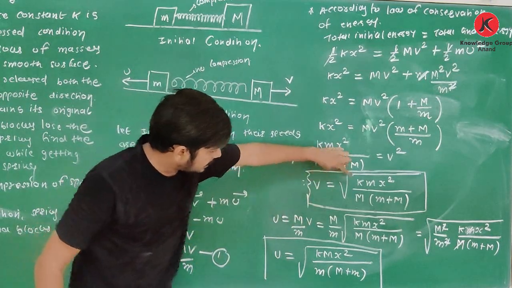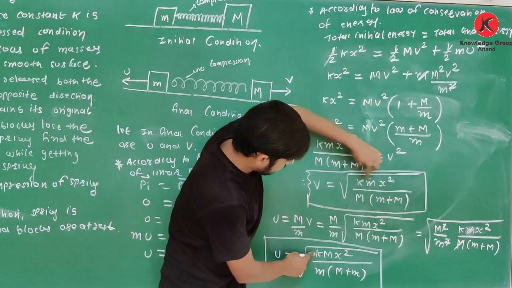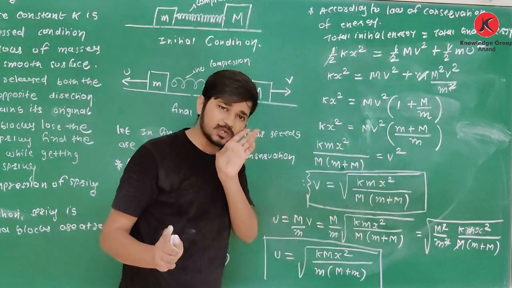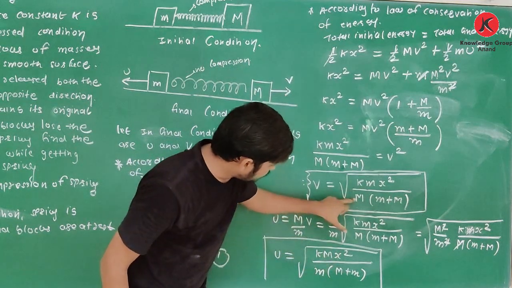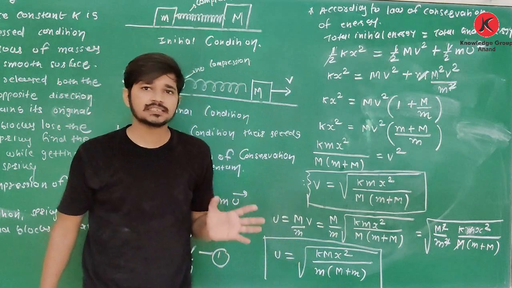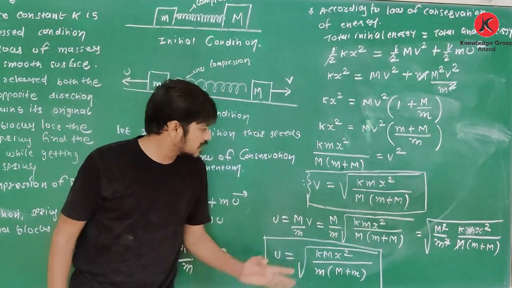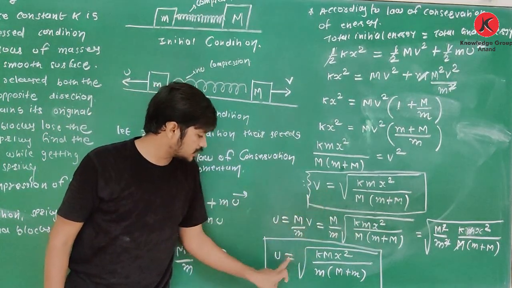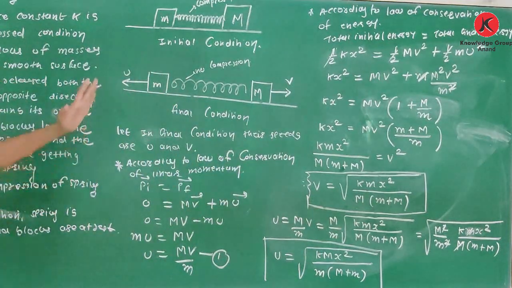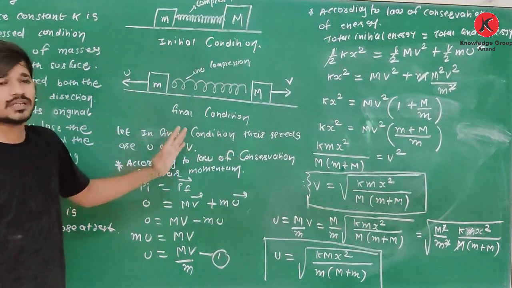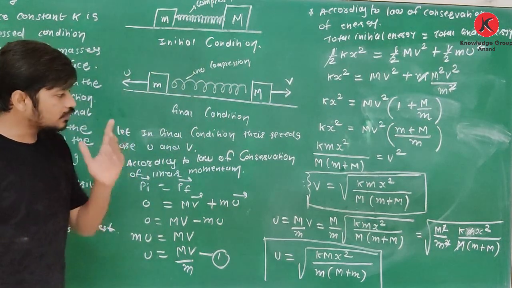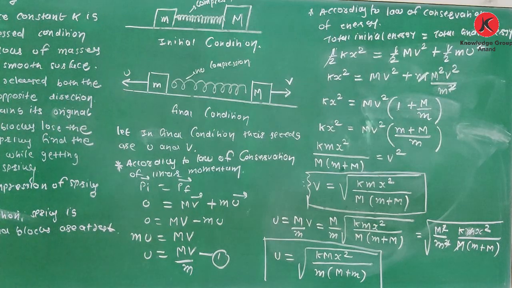So see, observe these two equations of v and u: k x square, small m and capital M. Clear about this? Denominator capital M here, small m here, and m plus n here. Okay, so yes, you have to obtain these two equations of V and U. What is the speed of these two blocks after the spring is released? Clear about this? Now we will see the next question.